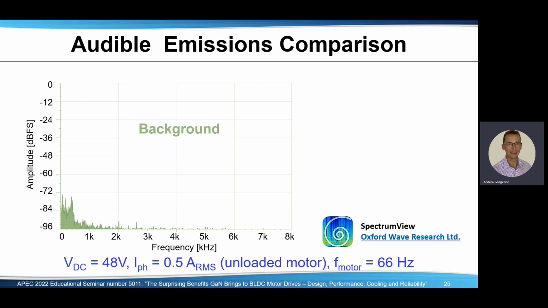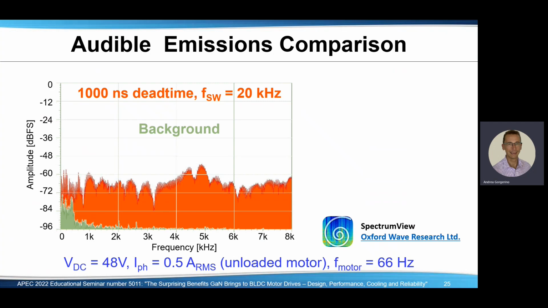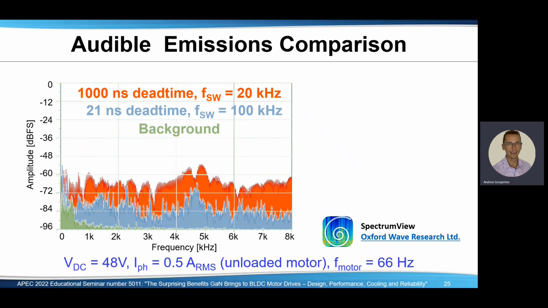So let's also take a look at the audible emissions. We used here a simple iPhone app called Spectrum View. We measured the audio emissions from an unloaded motor operating from a 40-volt DC supply, at about 66 hertz. The green spectrum represents the background ambient noise floor. The red shows the audio spectral content for the case when the inverter is operating at 20 kilohertz using 1,000 nanoseconds, 1 microsecond of dead time. In contrast, when we operate the motor drive at 100 kilohertz using 21 nanosecond dead time, there is a significant reduction in the spectral content with an average reduction of 12 dB.